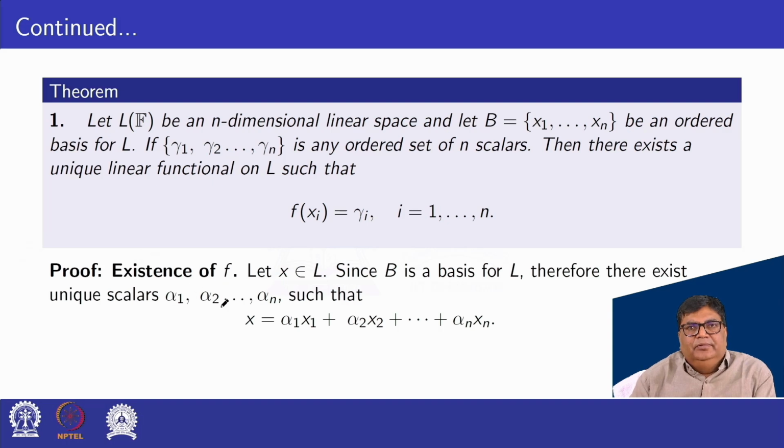Existence of f. Let x be an element of L. Since B is a basis for L, therefore there exist unique scalars alpha 1, alpha 2 and so on alpha n such that x is equal to alpha 1 x1 plus alpha 2 x2 plus and so on alpha n xn.